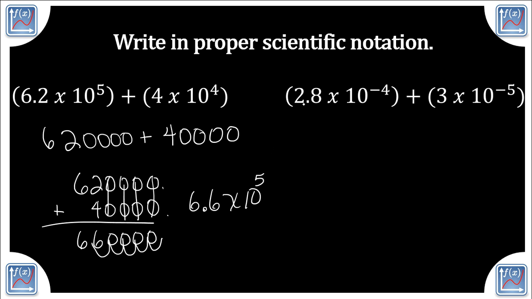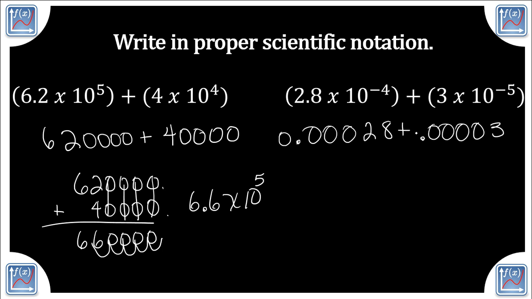Okay, let's add these together. Again, we're going to put our scientific into standard form. So I have 2.8. The decimal is right here. We're going to move it to the left because our exponent is negative. So I'll move it 1, 2, 3, and 4. Here we have 3. The decimal is behind the 3. We move it 1, 2, 3, 4, and 5.